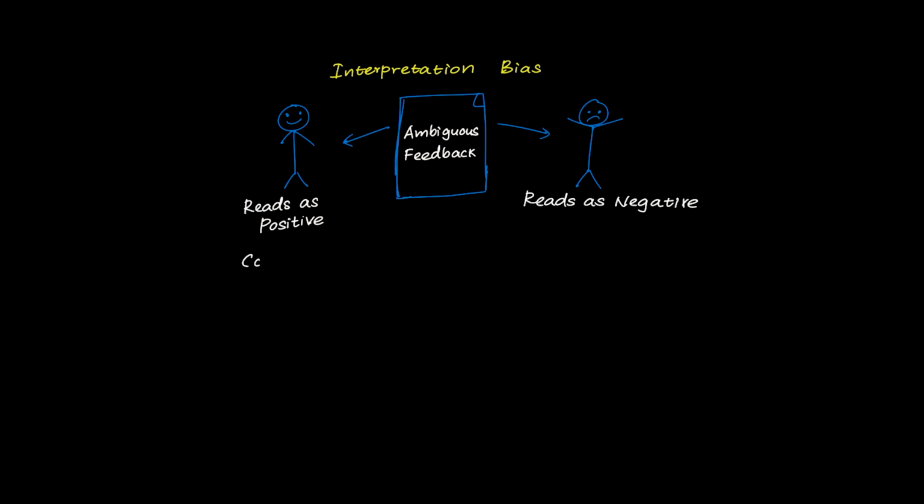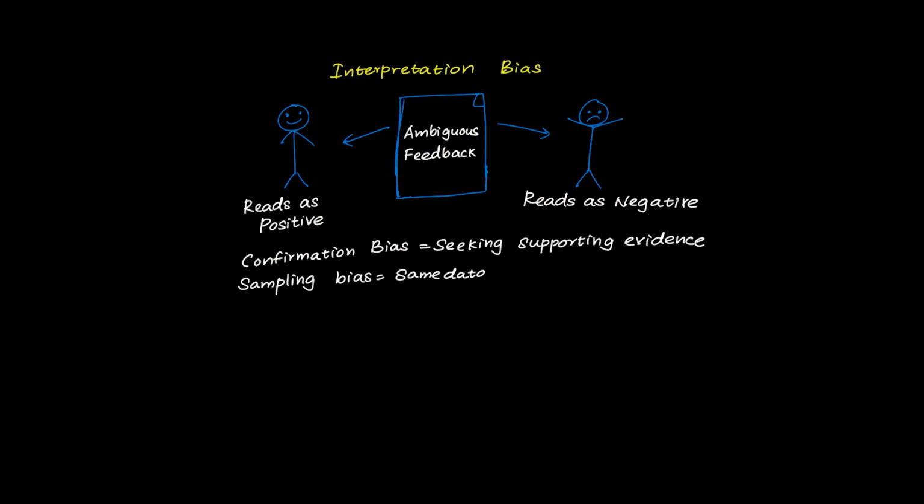This isn't confirmation bias because nobody is hunting for evidence to back a pre-existing theory. They're both looking at the same unclear comments and simply reading them differently. Sampling bias doesn't apply. Both analysts have the exact same data. Observer bias is related but less specific. Interpretation bias specifically nails the pattern of consistently reading ambiguity one way.